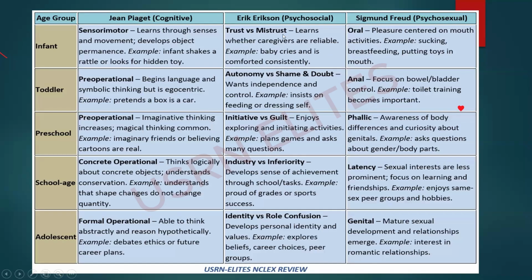Anything they get hold of between 1 to 3. Yeah, so it's like all those developmental milestones. It's like these psychologists' theories combined, right? That is how it looks like. Okay, these psychologists' theories combined.